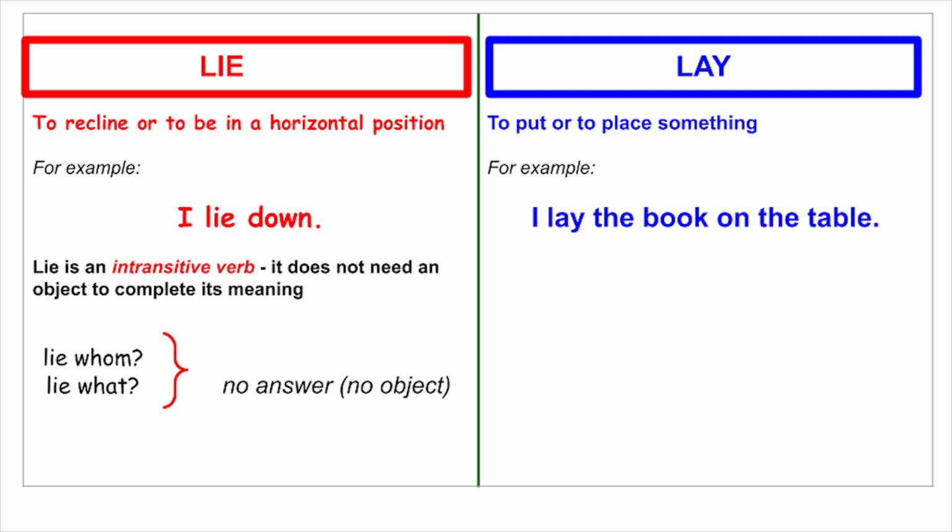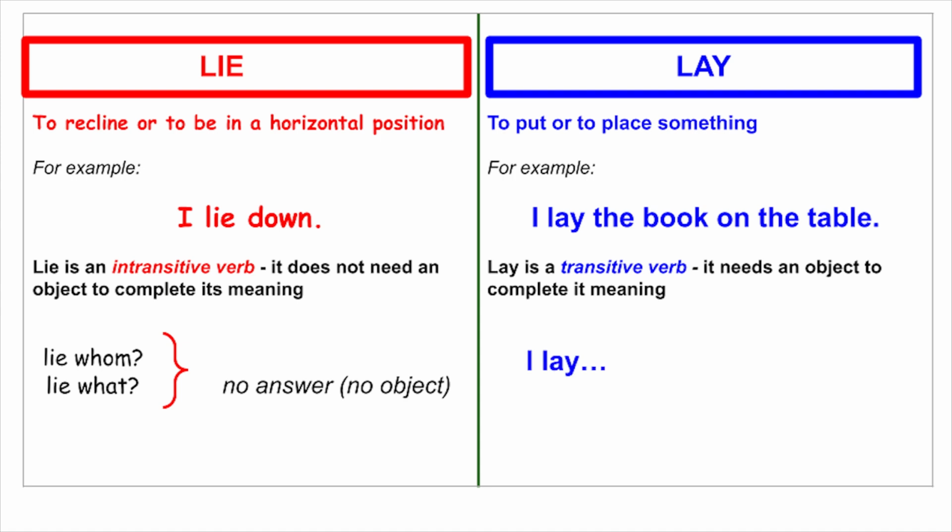Now, let's look at lay. Lay is a transitive verb. That means it needs an object to complete its meaning. For example, I lay the book on the table. If we just said I lay, this would not be a complete sentence. Remember, lay means to put or place something. So we have to ask the question, lay whom or lay what? We lay the book. So the book is the main object of the verb lay.